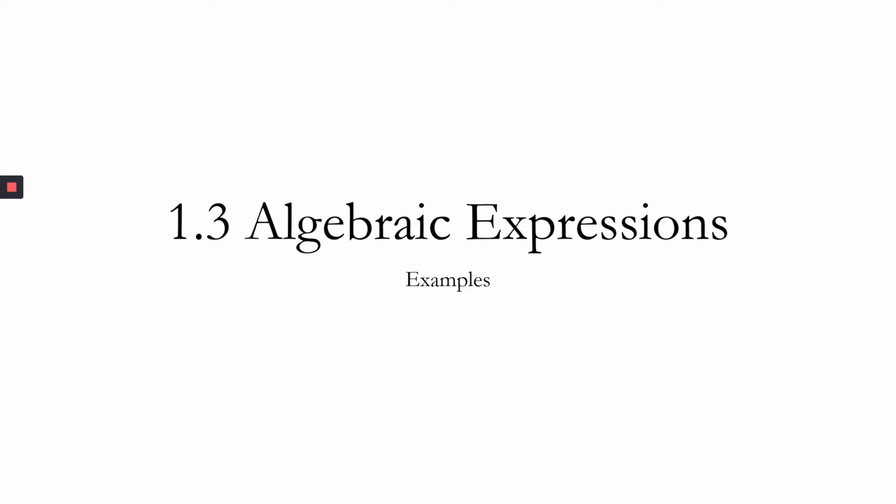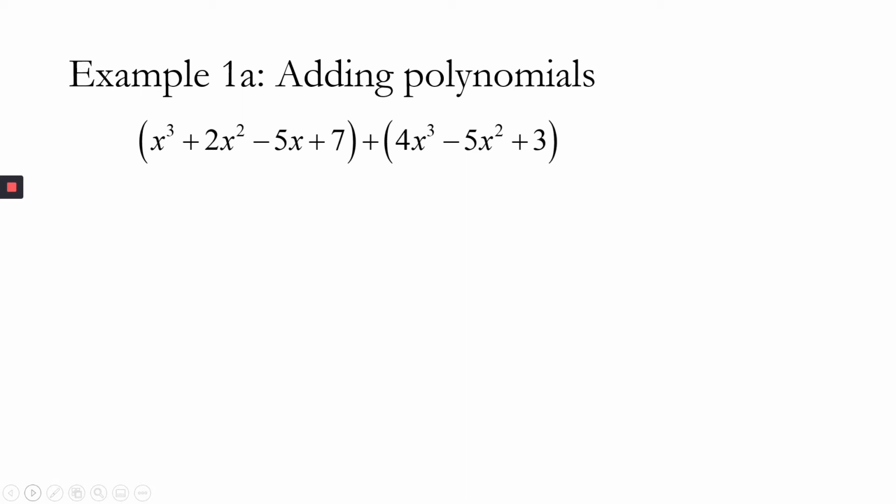Examples for section 1.3, algebraic expressions. So the first example is just adding polynomials. So again, this is just combining like terms. What I'm going to go through and do is find all of the different pieces that have the same exponents from each polynomial.